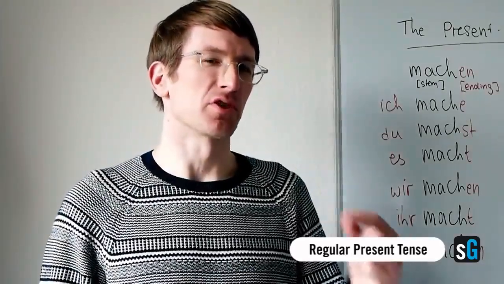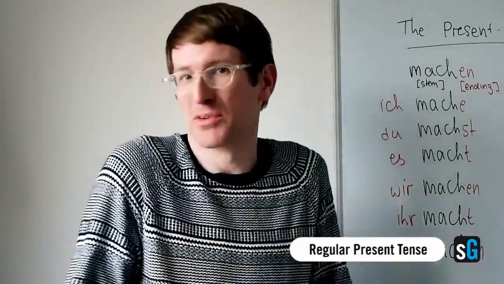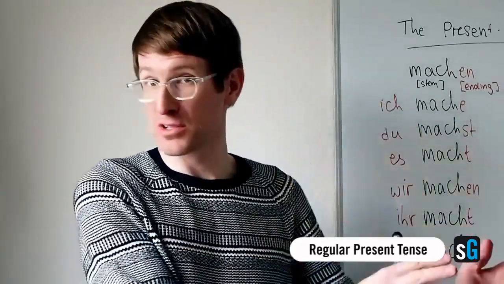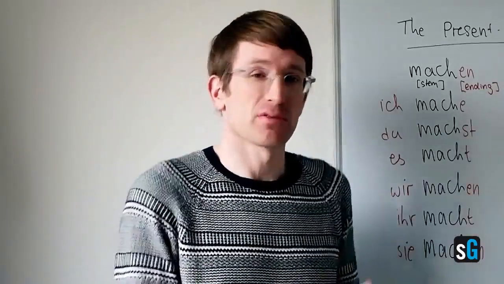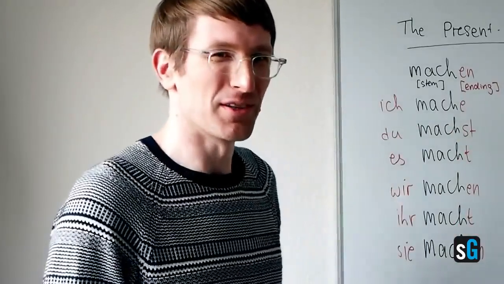The present tense in German is used to talk about what's happening now and about what's happening in the future. So all you need is the present tense and a past tense that we will take a look at later. Let's start with the regular present tense and then worry about the exceptions.